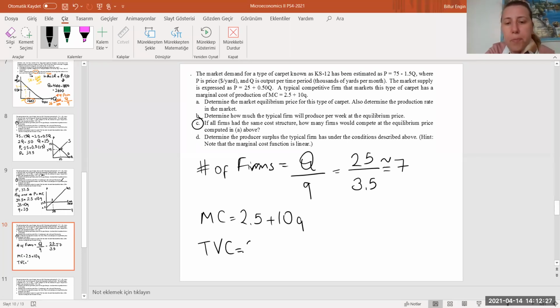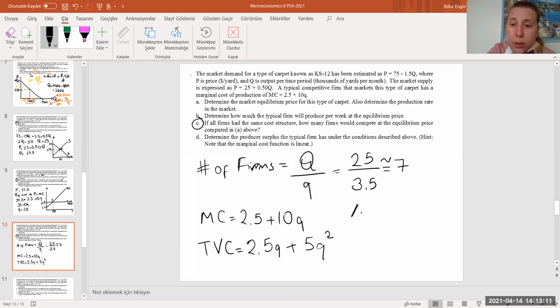Come on, you tell me. Marginal cost is the first derivative of the total variable cost. So if you take the integral of the marginal cost, you will get the total variable cost. So how can you write the total variable cost function? The derivative is 2.5 plus 10Q. Then it must be, yes, an answer came from Bilge: 2.5Q plus 5Q square. Good. That is the total variable cost function.